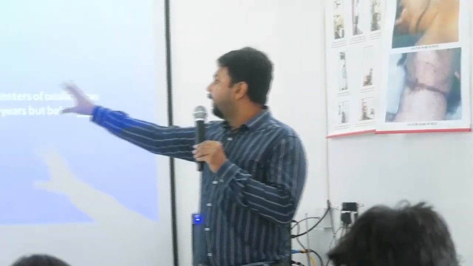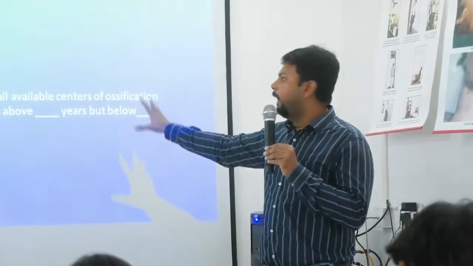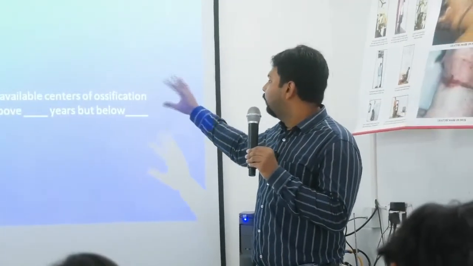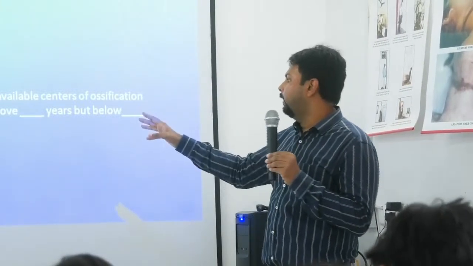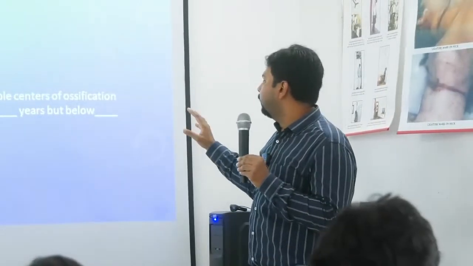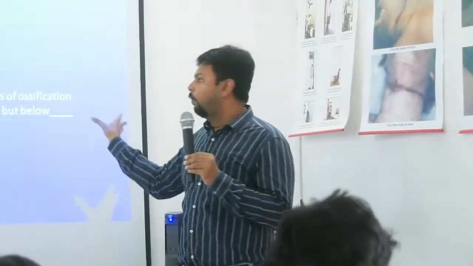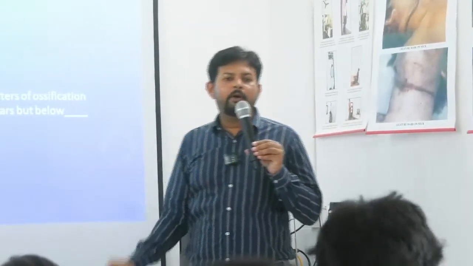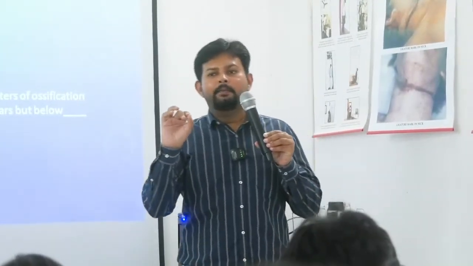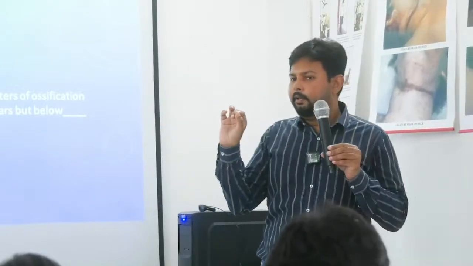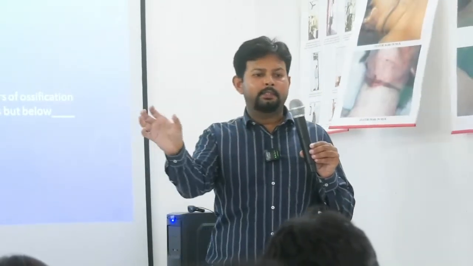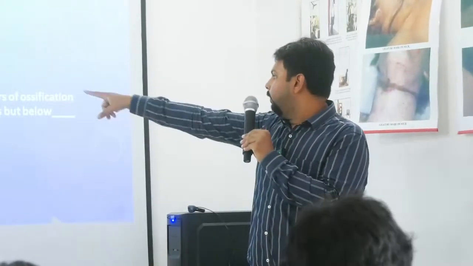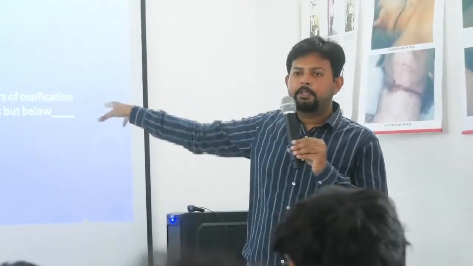So we have to write it like this only: taking into consideration the findings of the available centers of ossification around the elbow joint, the age of the individual is above 8 and below 9 years. The whole statement should be stated, not just that the subject's age is this to this. You should not state it like that in your exams also. You have to write all those things, okay? So it's better you note it down.